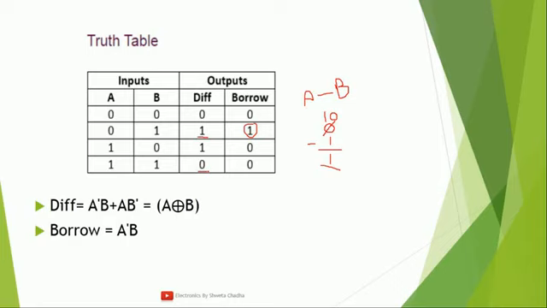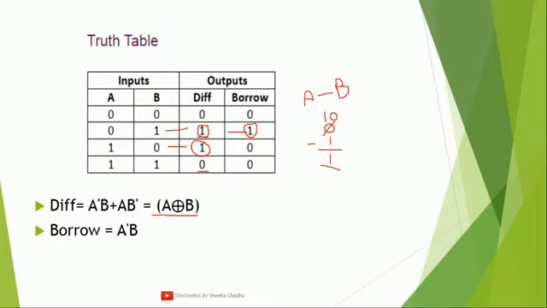Now let us talk about the equations for difference as well as borrow. In difference there are two entries where the output is 1, and we need to write down the expression using SOP, sum of products. First is A bar dot B plus A dot B bar. If the value of a variable is 0, that will be represented as bar. If the value of the variable is 1, that will be treated as a normal variable. Hence the expression will be A bar dot B plus A dot B bar. The final output will be A XOR B, because this is the relationship of the XOR operation.